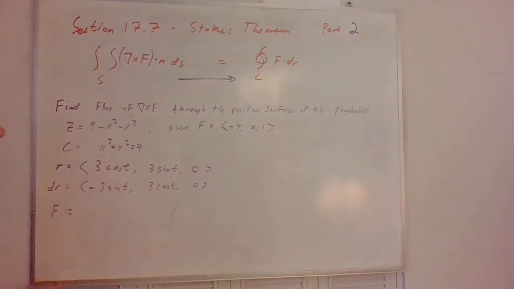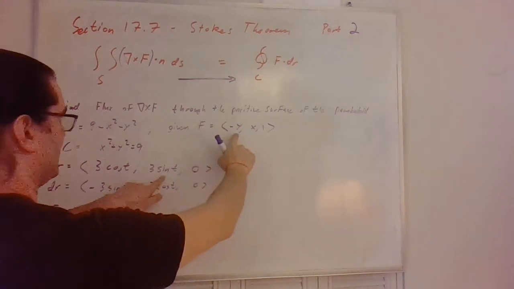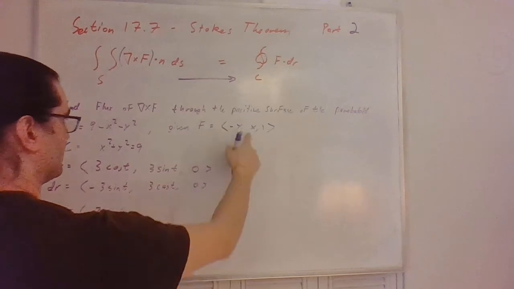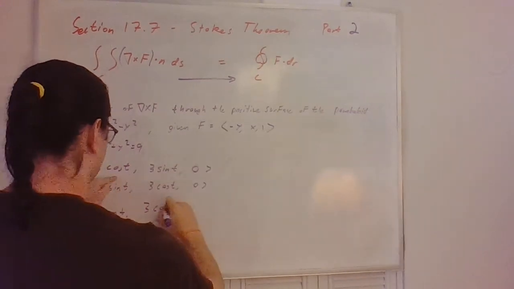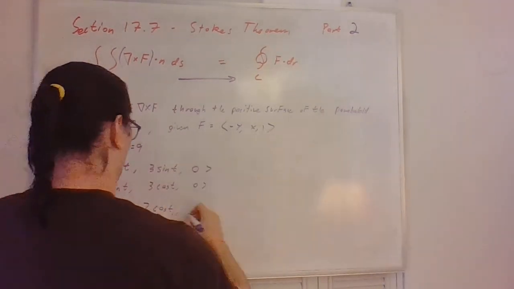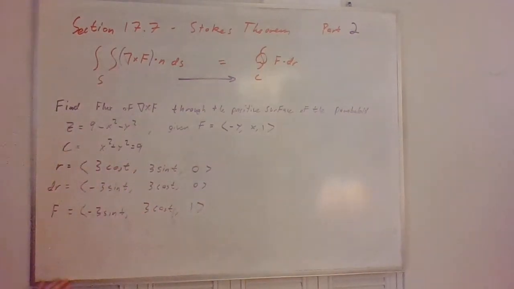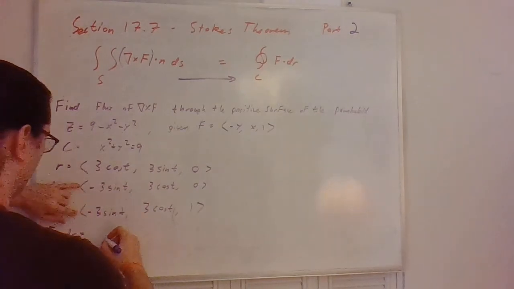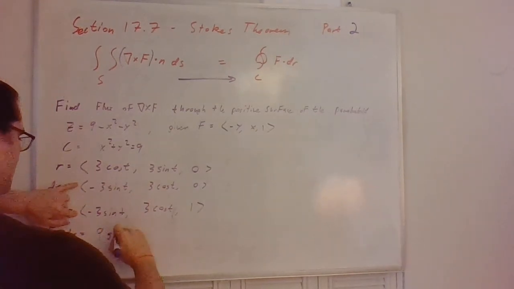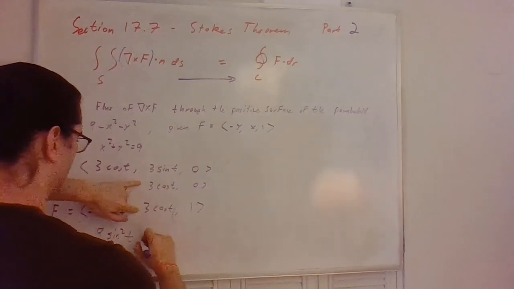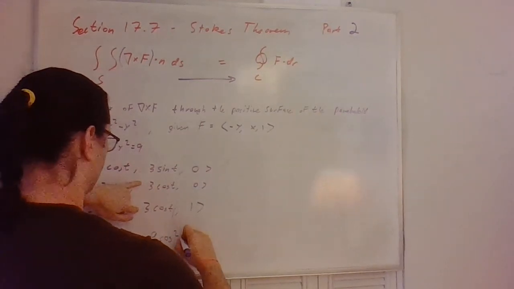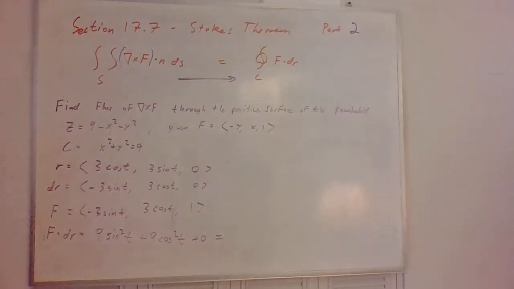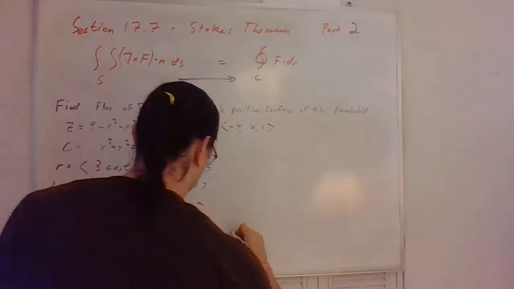And f. F is going to be negative y, which is negative 3 sine t, x, which is 3 cosine t, and 1. F dot dr is going to be 9 sine squared plus 9 cosine squared plus 0, which I think we can all agree simplifies into 9.